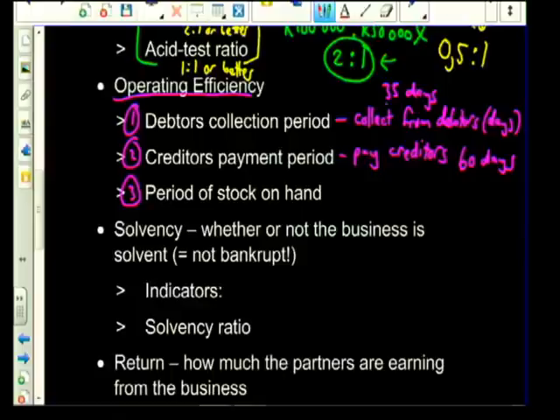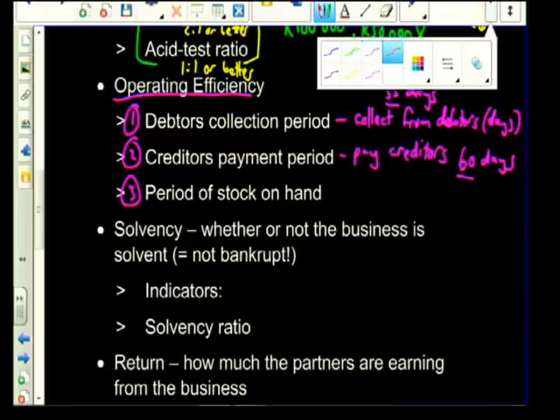And to determine these two ratios or interpret them, what we should always do is compare the debtors to the creditors period. So let's say we've got 35 and 60. We are getting our money from the debtors every 35 days. We're paying off our creditors every 60 days. What that means is we're able to use the money we get from the debtors to pay off our creditors. We get it in time to be able to pay off our creditors.